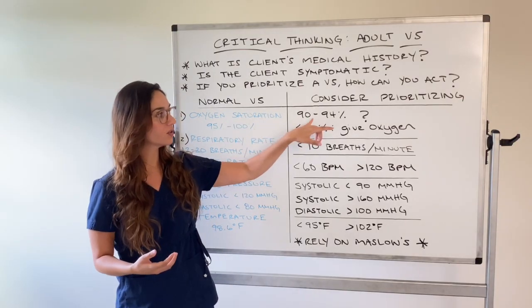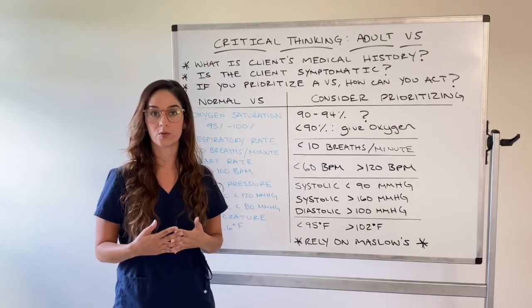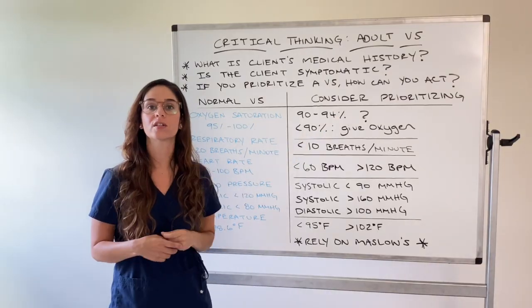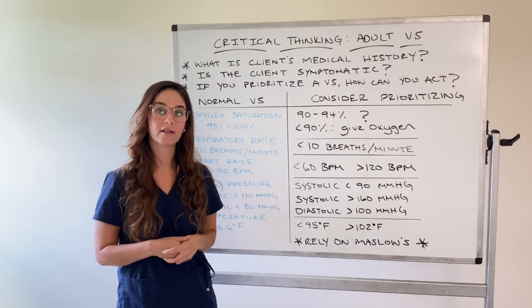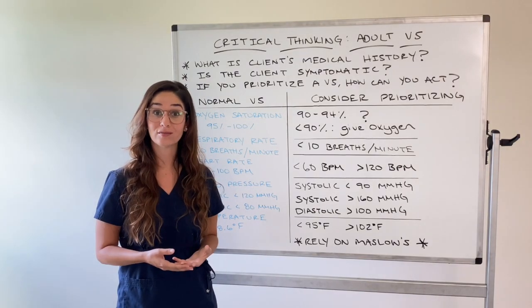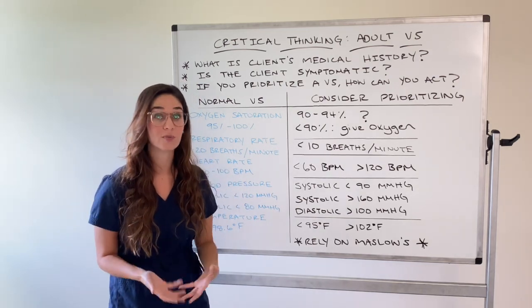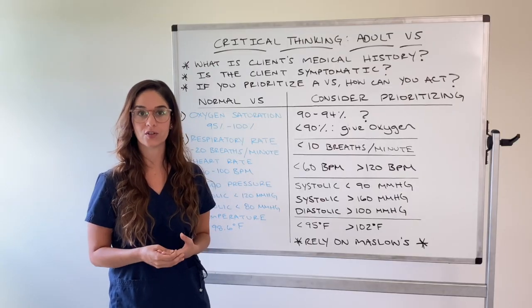Now, my students sometimes prioritize an O2 sat of 92% on room air as an example. I put a question mark because I want you to tell me what you would do, for instance, with an O2 sat of 92% on room air. There actually are things you could do. You could elevate that patient's head of the bed. You could tell them to deep breathe. You could tell them to cough. There are interventions we can do.